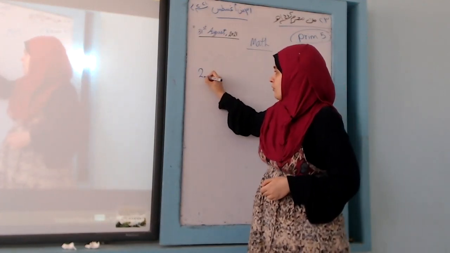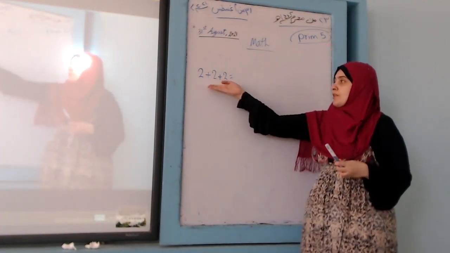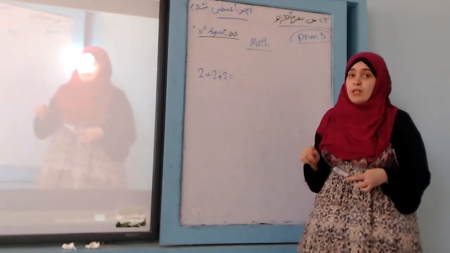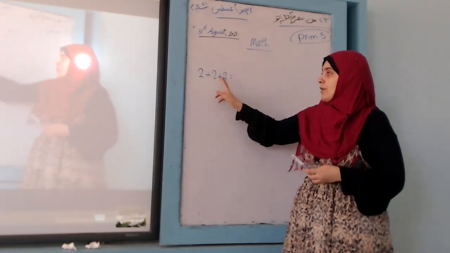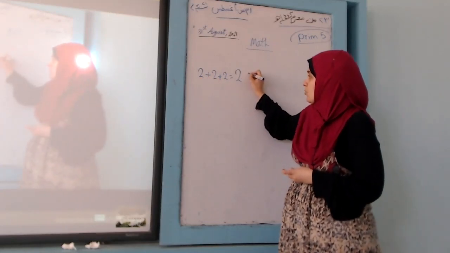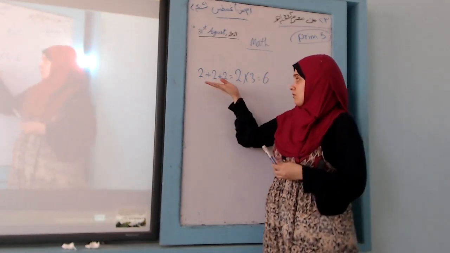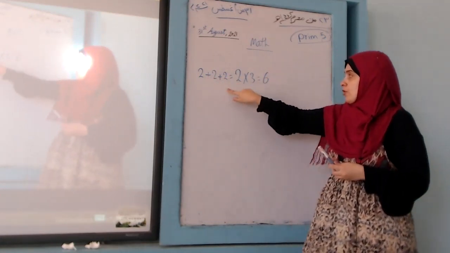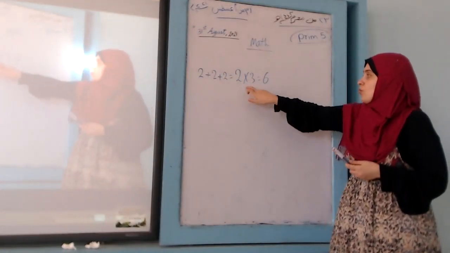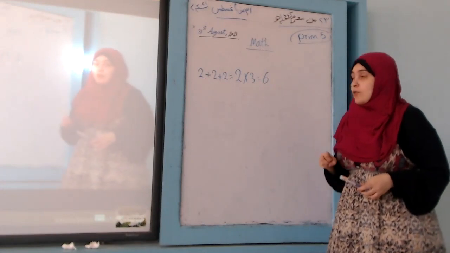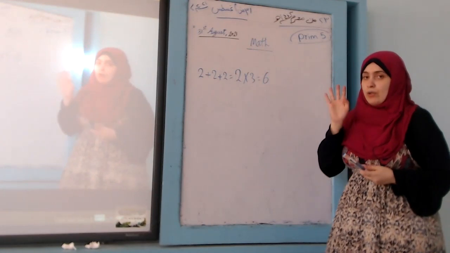If I have 2 plus 2 plus 2, I have 2 repeated 3 times in an addition operation. Instead of all of this, I can write 2 multiply 3 to get the answer 6. Here I changed the addition operation to a multiplication operation. 2 is repeated 3 times, so 2 multiply 3 equals 6. Our lesson today is like this, but with repeated multiplication.